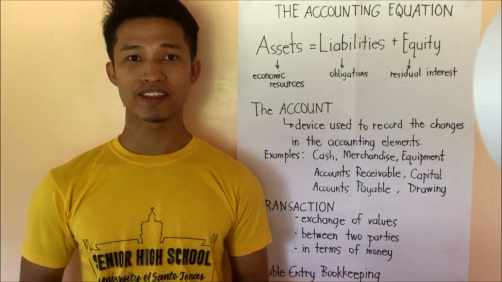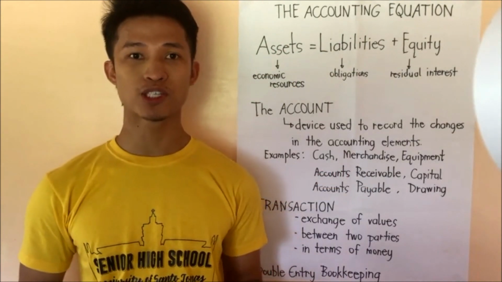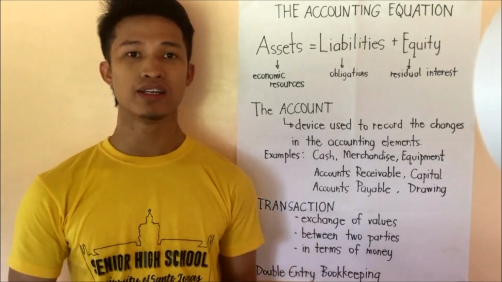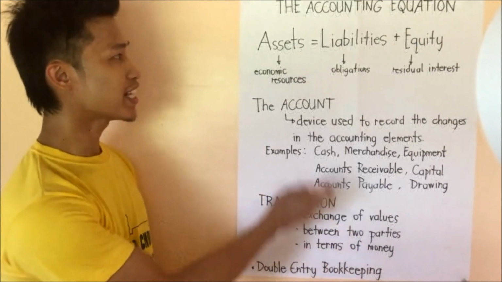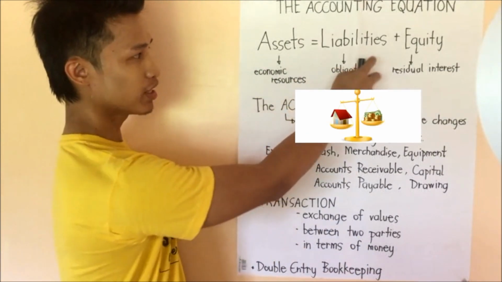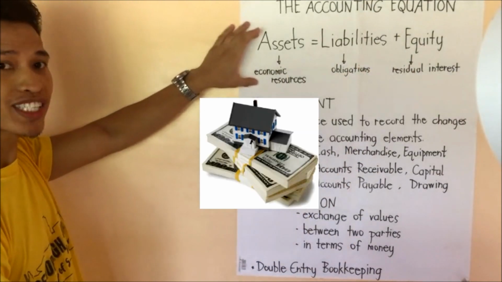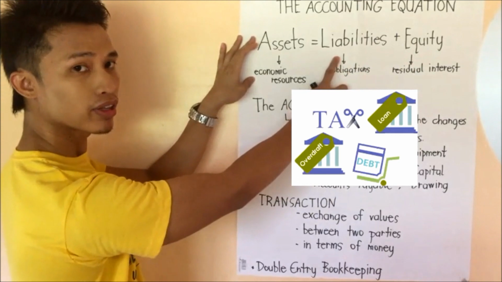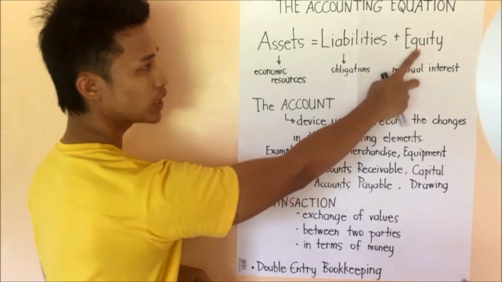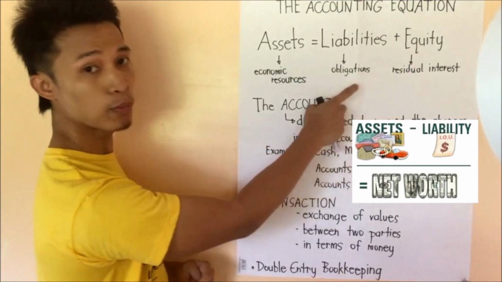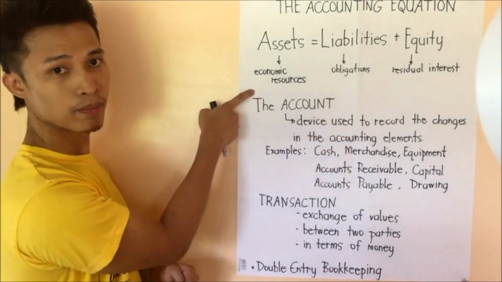I think it's important for us to have a short review before proceeding to our main topic, which is the accounting equation. Of course, assets equals liabilities plus equity. So assets, these are the economic resources. Liabilities, these are the obligations. And equity, that is the residual interest after deducting the liabilities from the assets.